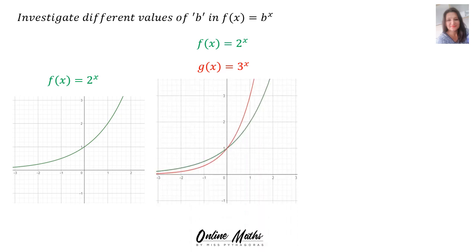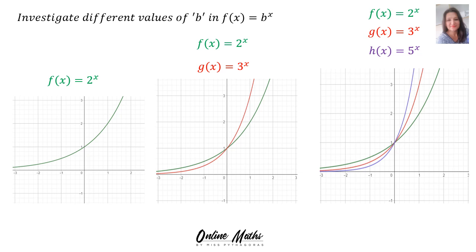And that's your graph. You can see it looks as if the graph becomes steeper. And then let's investigate the graph h of x is equal to 5 to the x. And now the graph is even steeper. Now again, my advice to you is make a table and sketch the graphs yourself, and then you will understand exactly what's going on here.